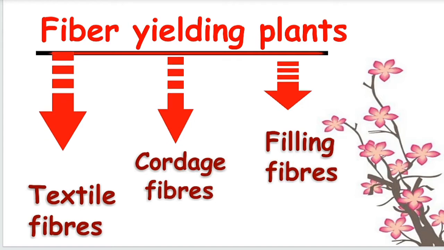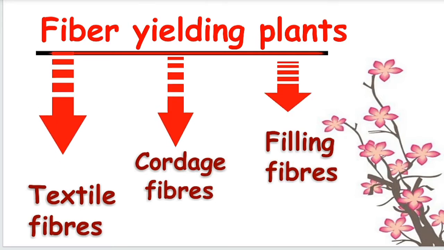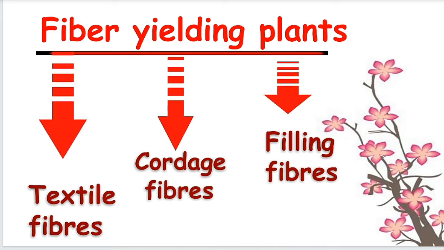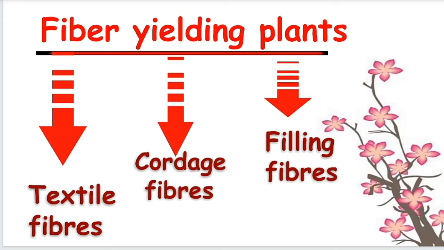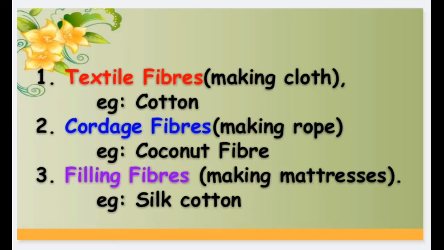Children, we can classify the fiber yielding plants into three types based on the uses and the parts of the plant from where we get the fiber. Let's see, children. Textile fibers, cordage fibers and filling fibers. Let's see based on use. First one, textile fibers. Textile fibers are for making cloth.